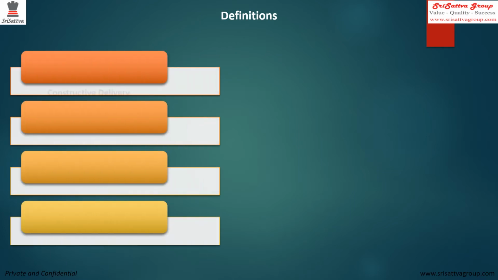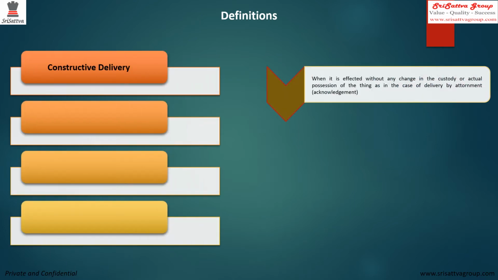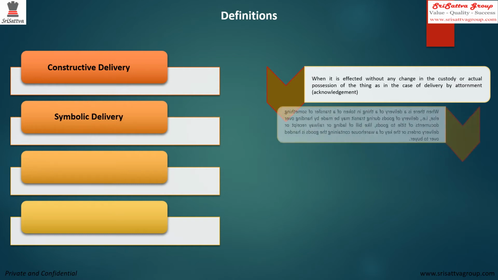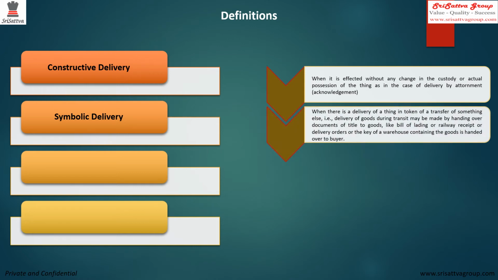Definitions. Constructive delivery, when it is effected without any change in the custody or actual possession of the thing, as in the case of delivery by attornment, acknowledgement. Symbolic delivery. When there is a delivery of a thing in token of a transfer of something else, that is, delivery of goods during transit may be made by handing over documents of title to goods, like bill of lading or railway receipt or delivery orders, or the key of a warehouse containing the goods is handed over to the buyer.